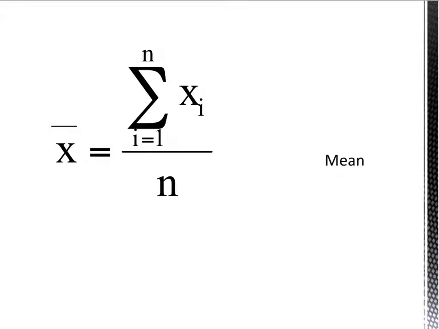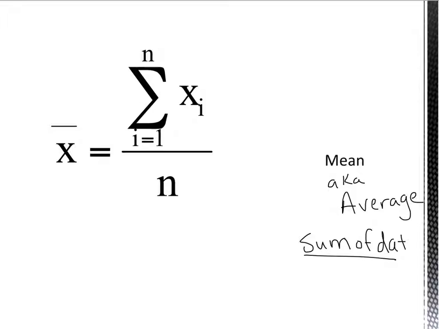So, the mean. This does not look like anything you've ever seen before. So, the mean is the average. I know you all know mean means average. And I'm sure that all of you know that to find the average, you just take the sum of the data, and you divide it by the number of pieces of data.